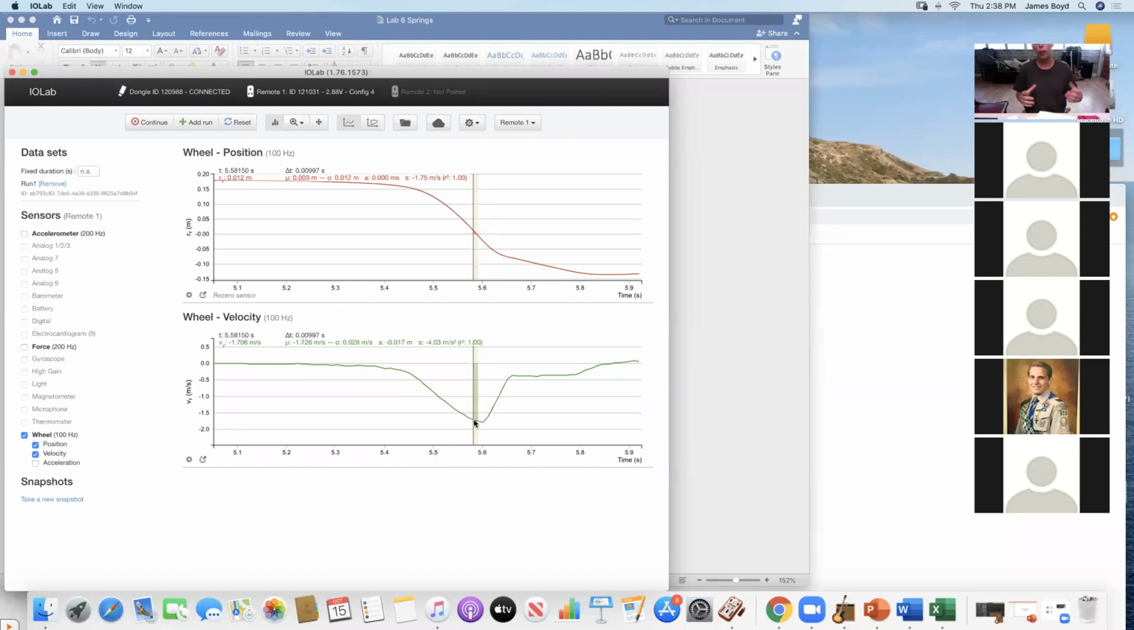So you're going to do 3 trials. Basically, pull it 18, 15 centimeters, hold it still for a minute, let it go. Get the position and velocity when the velocity is 0, get the position and the velocity when the position is 0. And we're going to compare the energy at those two positions. I hope that makes sense.